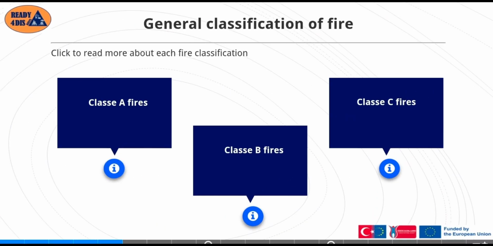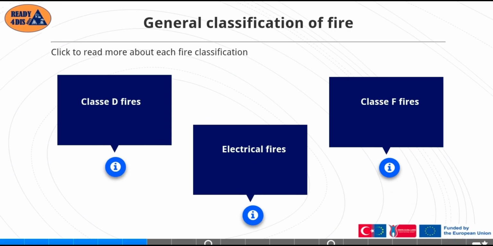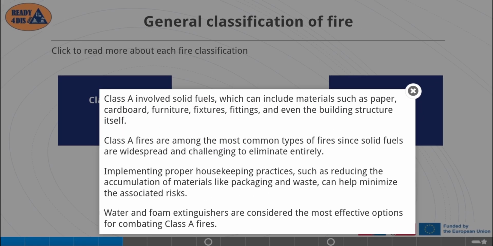General classification of fire. Fires are classified into different groups based on the type of material involved. Class A fires. Class A fires involve solid fuels like paper, cardboard, wood, furniture, and similar materials. They are very common because these materials are widespread and hard to eliminate fully. Good housekeeping, such as reducing waste buildup, helps lower the risk. Water and foam extinguishers are the most effective for Class A fires.